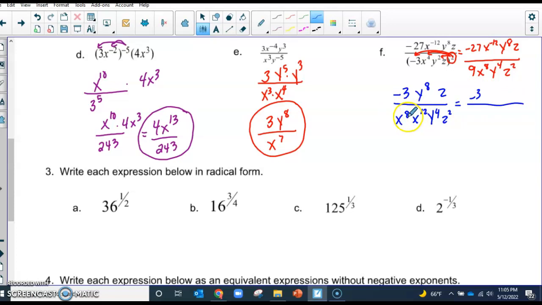Let's combine some like terms. X to the 8th, this becomes a plus because they're being multiplied. So I've got x to the 20th, y to the 8th minus y to the 4th because it's being divided. 8 minus 4 is 4, and it goes on the top where the bigger number is. And then z to the 1 divided by z squared, these are being subtracted. 1 minus 2 would be -1, or 2 minus 1 is 1, and then that can just stay on the bottom. So this is my final answer for F.